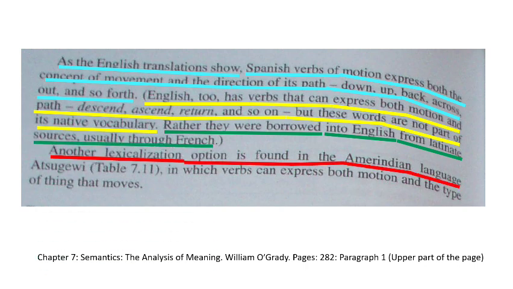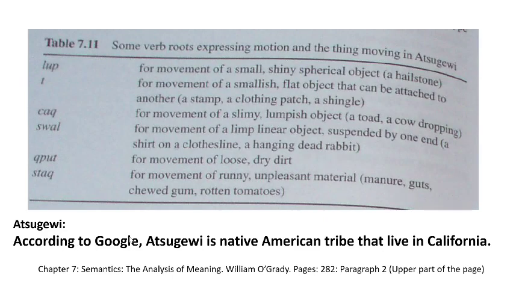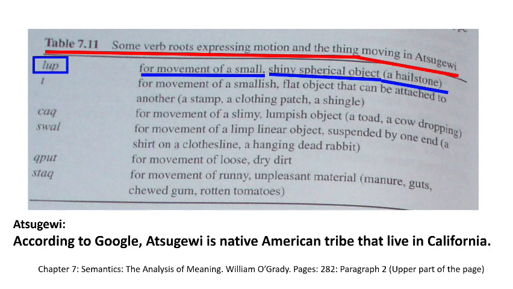Another lexicalization option is found in the Amerindian language Atsugewi, Table 7.11, in which verbs can express both motion and the type of thing that moves. Sidebar: according to Google, Atsugewi is a Native American tribe that lived in California. Table 7.11. Some verb roots expressing motion and the thing moving in Atsugewi. Lup, for movement of a small, shiny spherical object, a hailstone.